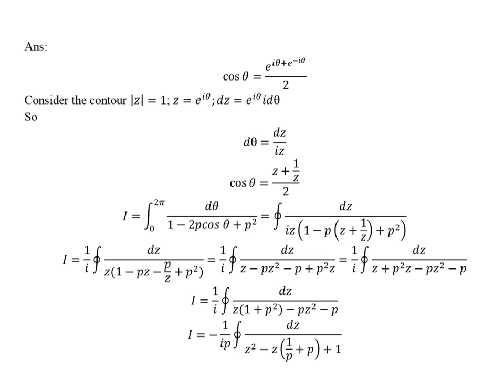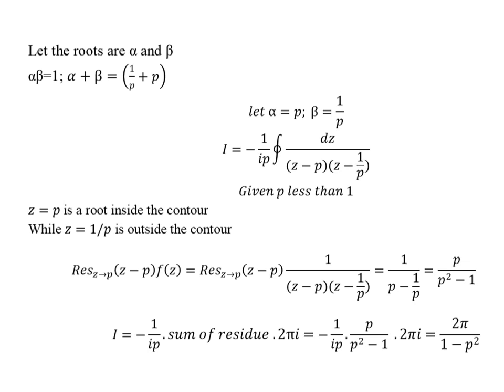Rearranging, we get I equal to minus 1 by ip integral over c dz by z square minus z into 1 by p plus p. Let us consider that the roots are alpha and beta. So alpha beta should be 1 and alpha plus beta should be equal to 1 by p plus p. So alpha is p and beta is equal to 1 by p. Since p is less than 1, z is equal to p is a pole inside the contour, while z is equal to 1 by p is outside the contour.